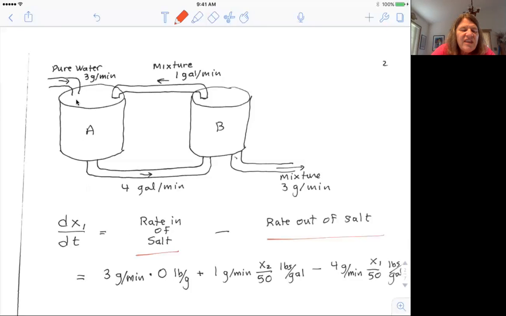So let's look at the in rates for that. The in rates in tank A are 3 gallons per minute. Now this is salt we're talking about, the rate of change of the salt.